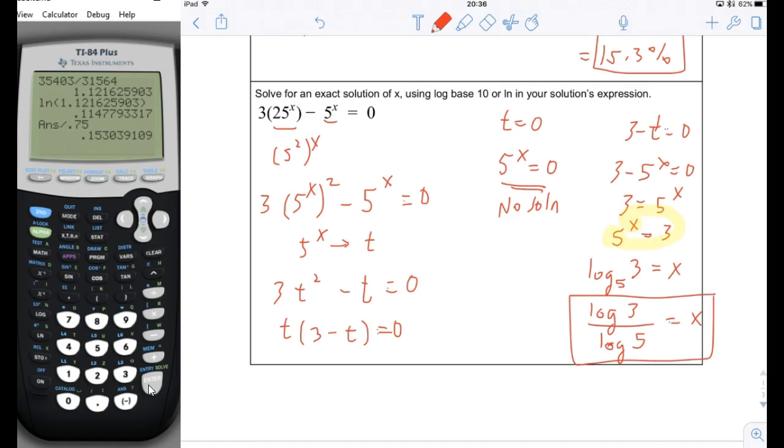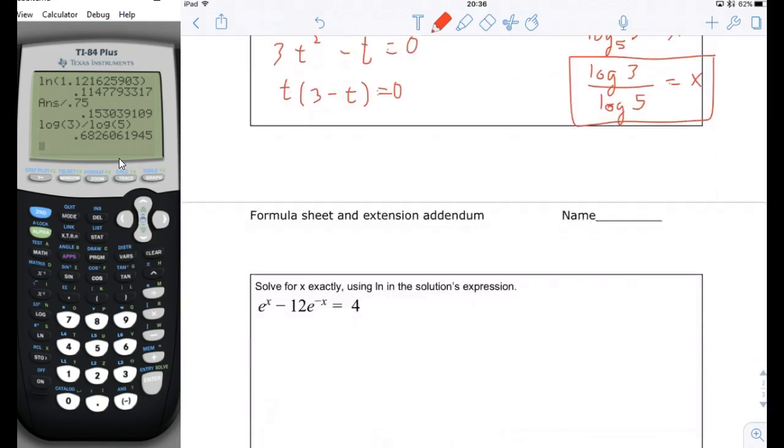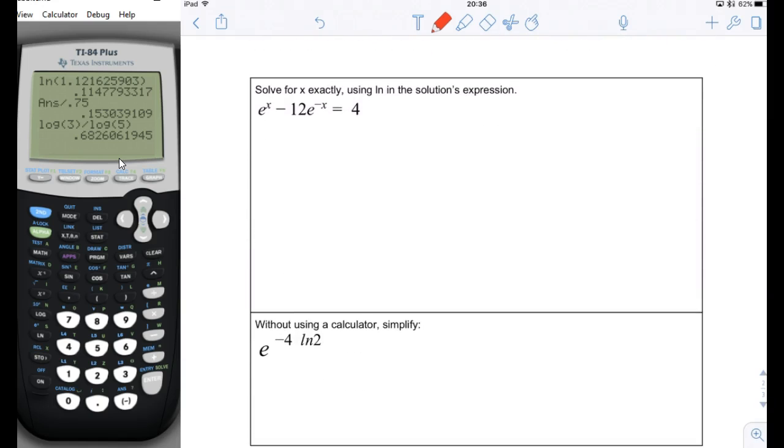If I actually went to the calculator and did log of 3 divided by log of 5, it's no longer an exact solution. Okay? So we don't want to do that. We just stop there. Next one.